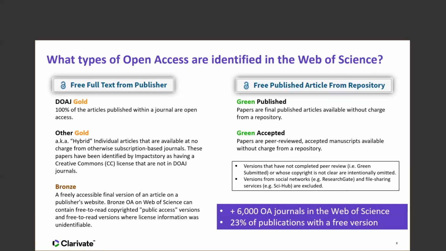I guess all institutions now have their own repository where they recommend the authors to post their final paper. We have two versions in this case: green accepted, which means that the paper has been accepted by the journal, it has gone through peer review, and green published, it has been published. Everything that hasn't been through peer review will not be in the Web of Science.